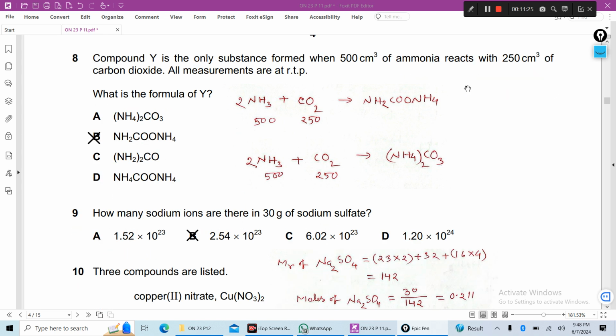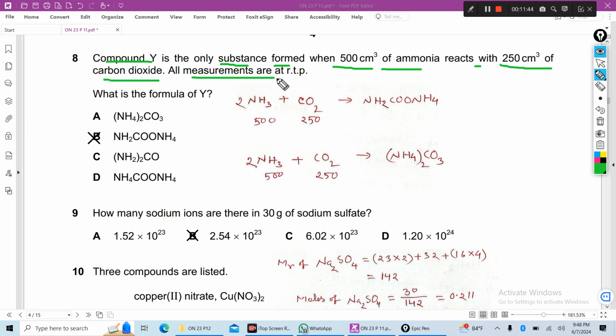Now number 8. Compound Y is the only substance formed when 500 centimeter cube of ammonia reacts with 250 centimeter cube of carbon dioxide. All measurements are at RTP, room temperature and pressure. What is the formula of Y? So B is the right answer.